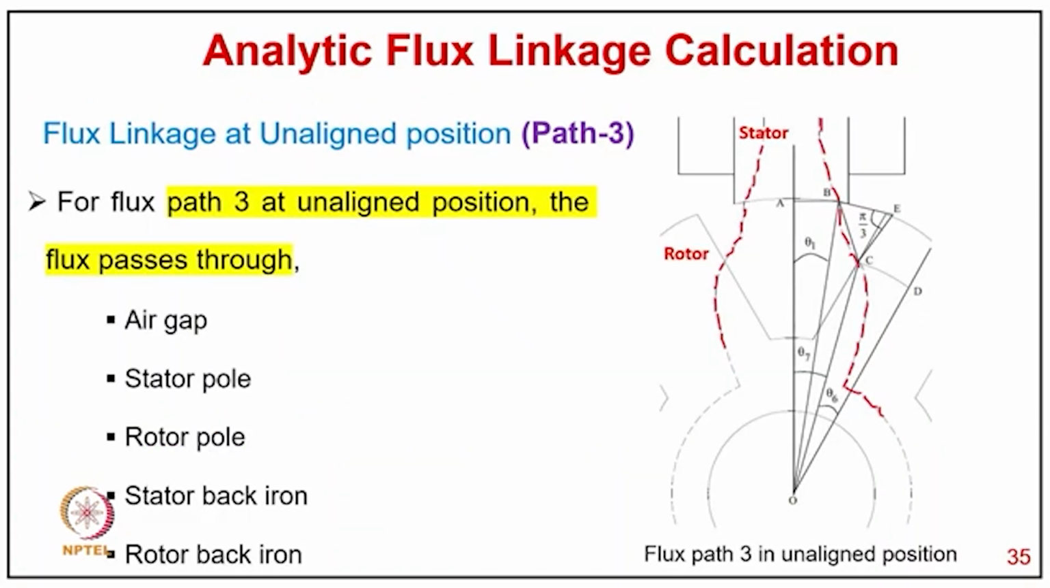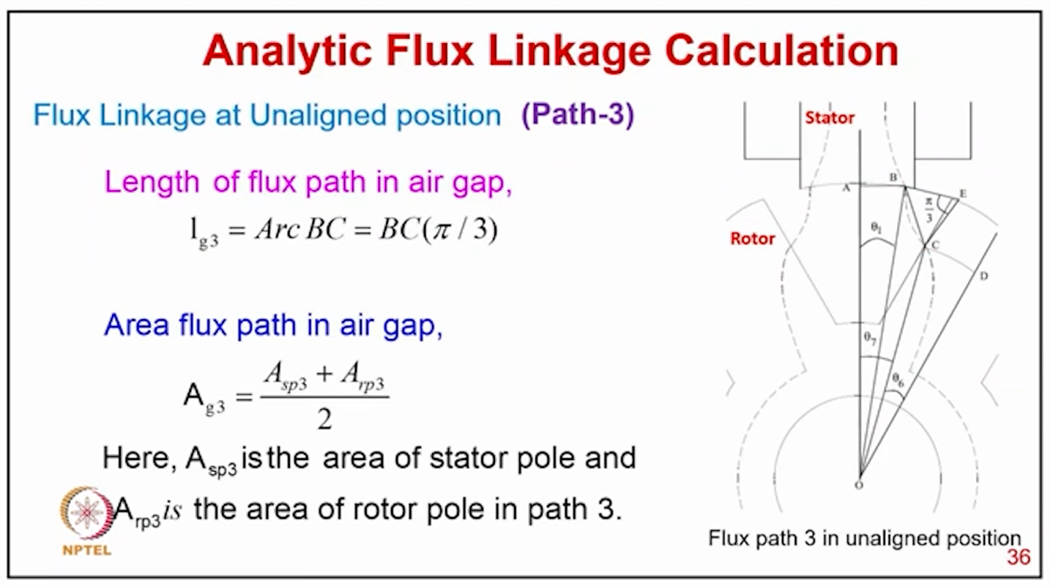Now coming to the flux linkage at unaligned position 3, as you can see in the diagram, flux path 3 at unaligned position passes through the air gap, stator pole, rotor pole, stator back iron and rotor back iron. The length of the flux path in the air gap is Lg3 equal to RBC, that is BC into pi by 3, as you can see in the diagram, and the area of the flux path in the air gap is Ag3 equal to (ASP3 plus ARP3) by 2, where ASP3 is the area of the stator pole and ARP3 is the area of the rotor pole in path 3.